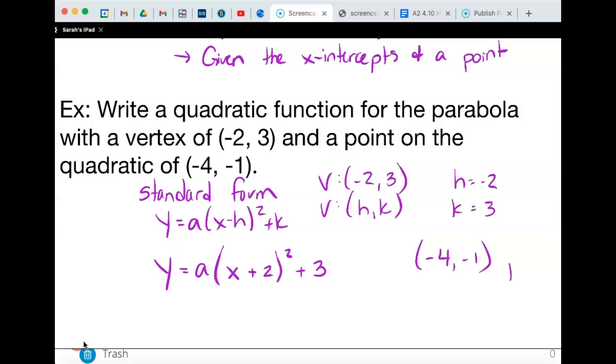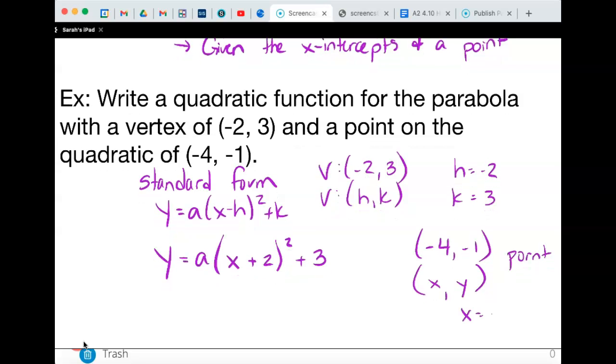Okay, so this is a point. And how do we typically write a point? X comma y. So basically the x value is negative 4, the y value is negative 1. So we're going to substitute those in for y and x.